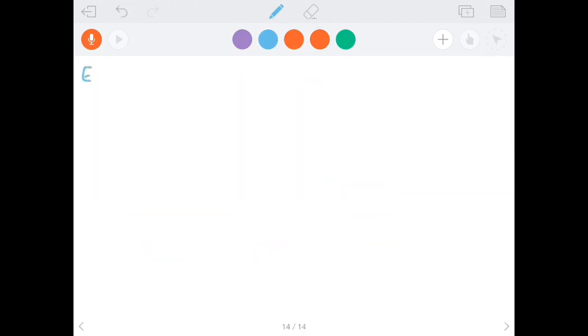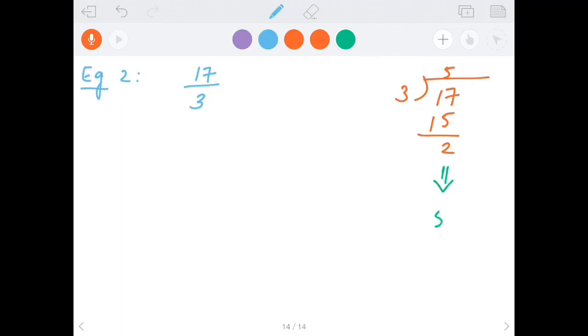Let's take another example. Let us try and represent 17 by 3. The first step I told you is to convert this into a mixed fraction. So I'm going to do 17 by 3. I'm going to get 2 as the remainder. So this can be written as 5, then the remainder 2 by 3.